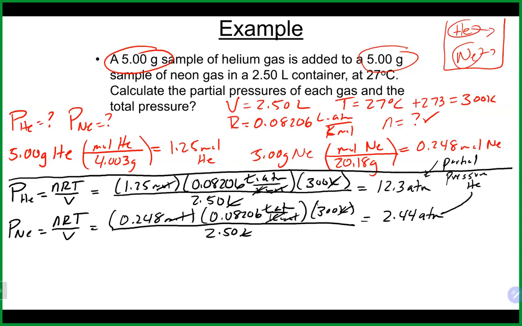That is what is referred to as the partial pressure of neon in this case. Any question on either of those calculations?